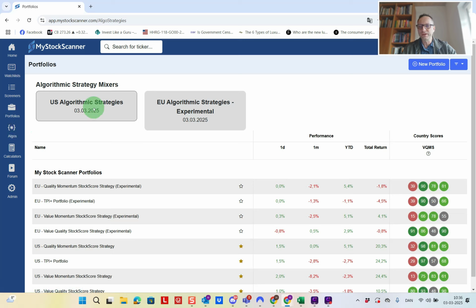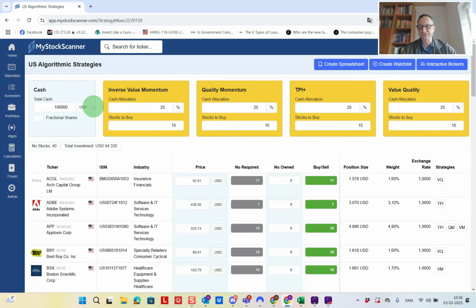But our members, they are going into the US algorithmic strategies. They type in how much money they have, which strategies they want to use, and what percentage they'll allocate to each. And then they get, in this case, 40 stocks. They can adjust this just as they want, so they get their own allocation and everything. That is completely up to them. They can create a spreadsheet. They get a possibility of sending a file directly to Interactive Brokers to do the trading easily and so forth. So that is what they are doing normally.